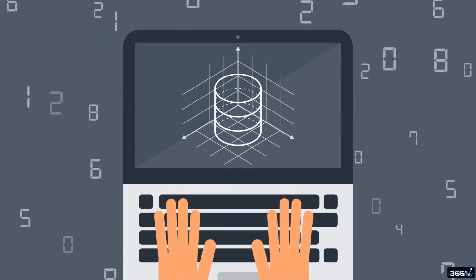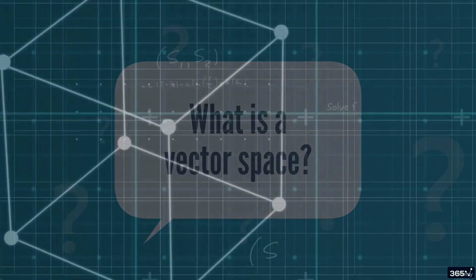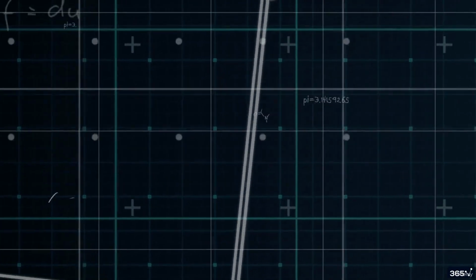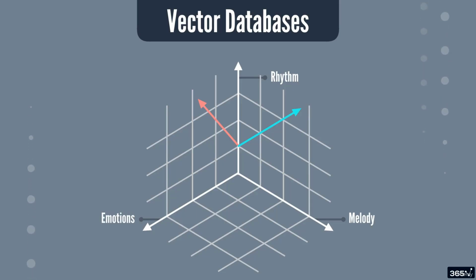In the heart of every vector database lies the concept of a vector space. But what is a vector space? Simply put, a vector space is an abstract mathematical structure where vectors reside. These vectors are not just arrows pointing from one place to another. In the context of vector databases, they're also carriers of information, each dimension representing a different feature or characteristic of the data.